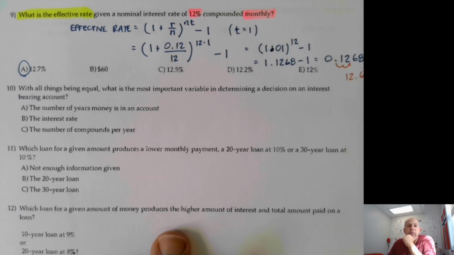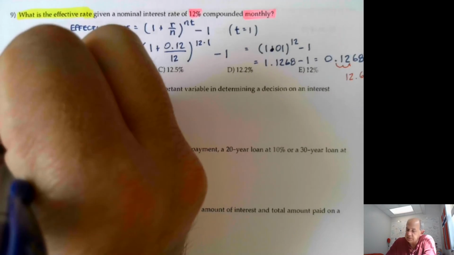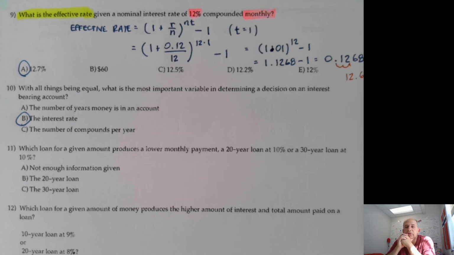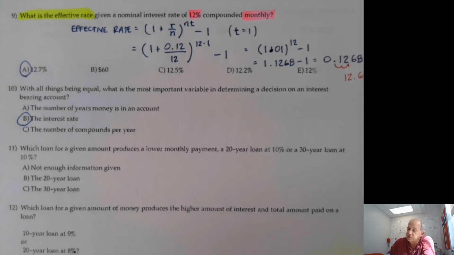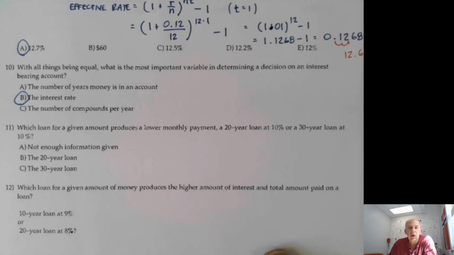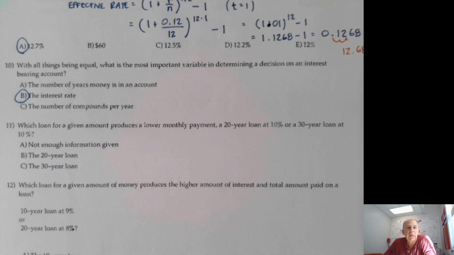Take a look at number 10. With everything being equal, the most important thing you need to pay attention to when you put some money in a bank or borrow some money is to look at that interest rate. Interest rate drives the bus with all of these problems. If you have a savings account, you're looking for a high interest rate. If you're borrowing money, you're looking for a low interest rate. Always take a look at that. That's really important in determining which way to go with an account.